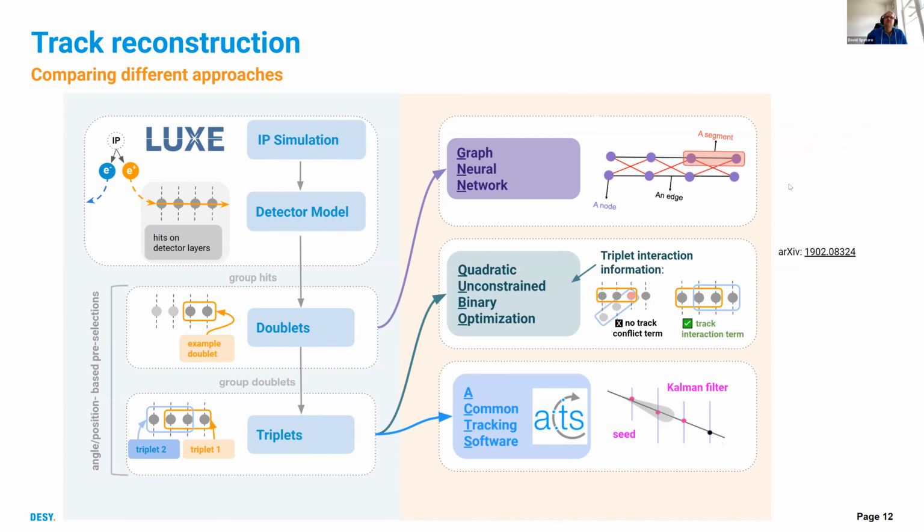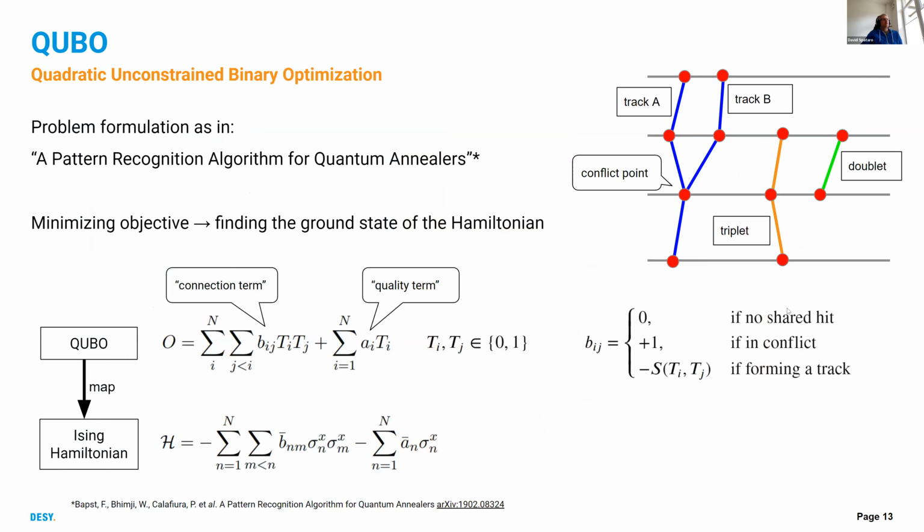For the quantum algorithm approach, we are using a formulation called QUBO, which is short for quadratic unconstrained binary optimization. It is a different, but equivalent formulation of the Ising model. So what we do is we are basically building a Hamiltonian in which we encode the relations between our triplets. This approach is motivated by a pattern recognition algorithm for quantum annealers, for which I put the arXiv link here.